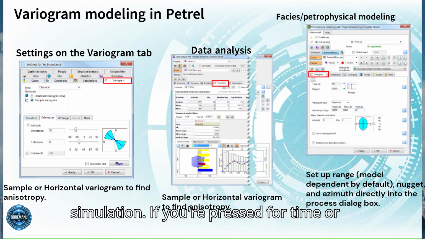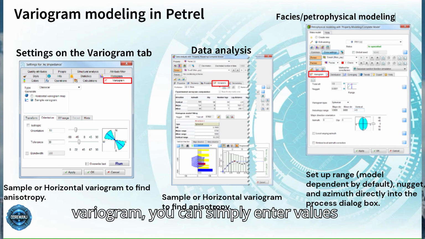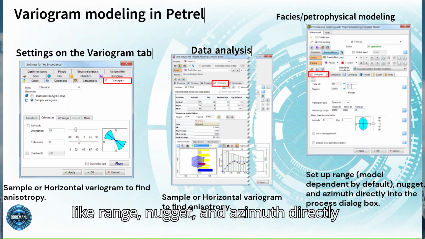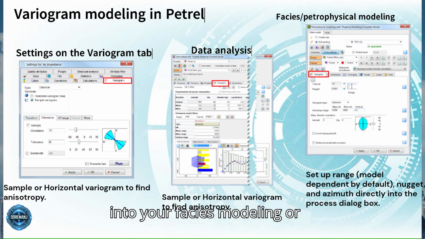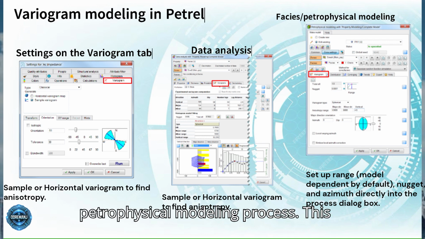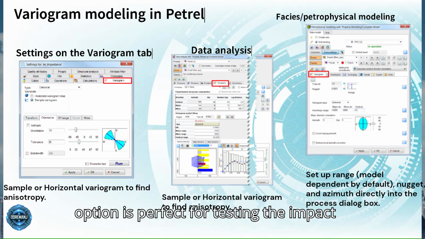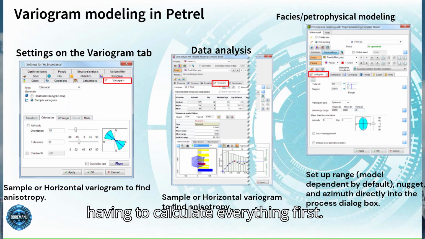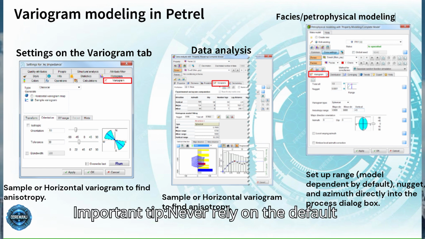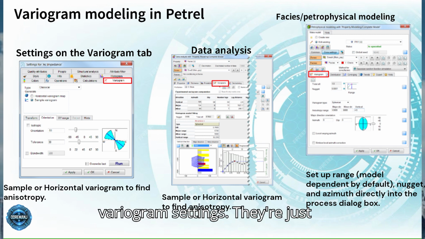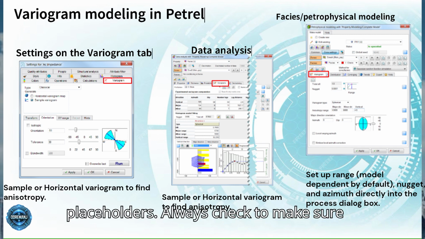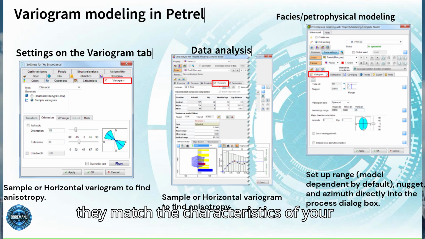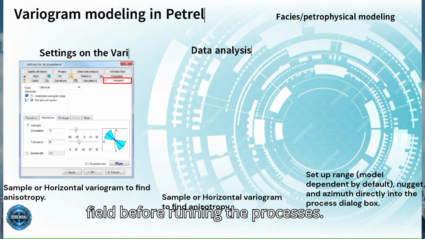Direct input for quick variogram simulation. If you're pressed for time or not yet ready to compute an exact variogram, you can simply enter values like range, nugget, and azimuth directly into your facies modeling or petrophysical modeling process. This option is perfect for testing the impact of different variogram settings without having to calculate everything first. Important tip: never rely on the default variogram settings. They're just placeholders. Always check to make sure they match the characteristics of your field before running the processes.